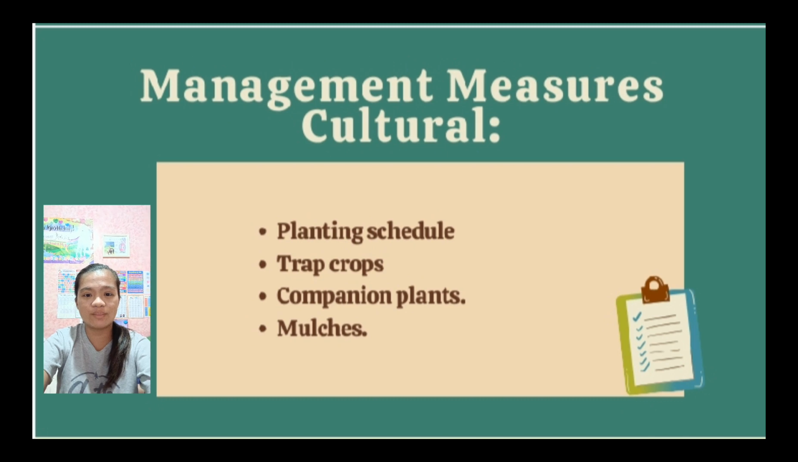Next, management measures, cultural methods. First is planting schedule. Second, trap crops. Third, companion plants. And lastly, mulches.